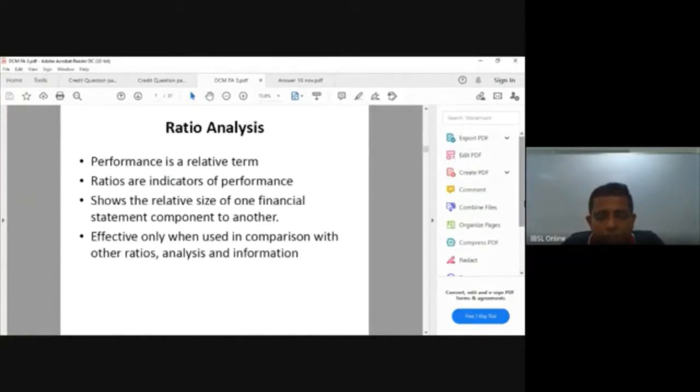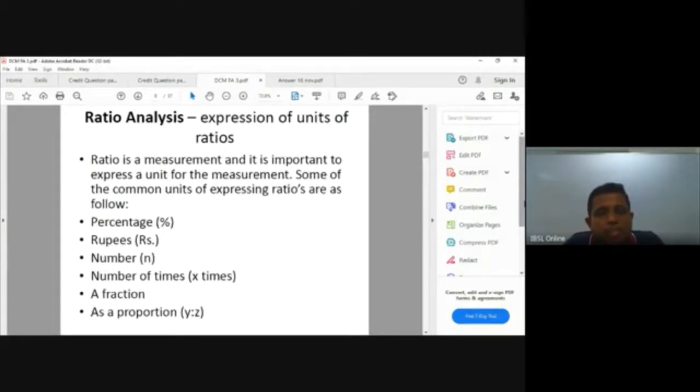Then we discuss ratio analysis. We said performance is a relative term. Ratios are indicators of performance. They show the relative size of one financial statement component to another. Ratios are effective when you use the ratio analysis figures together with other figures. Under ratios, we can expect the results in different ways: as a percentage, in rupee terms, as a number of times, as a fraction, or as a proportion.